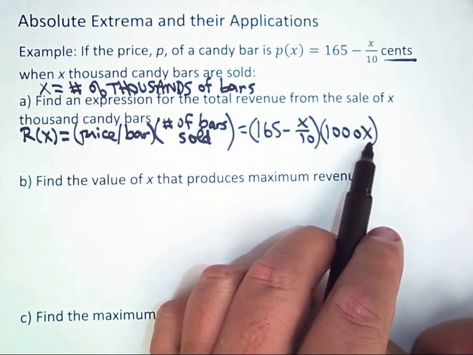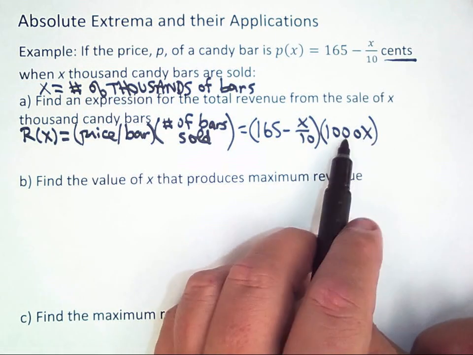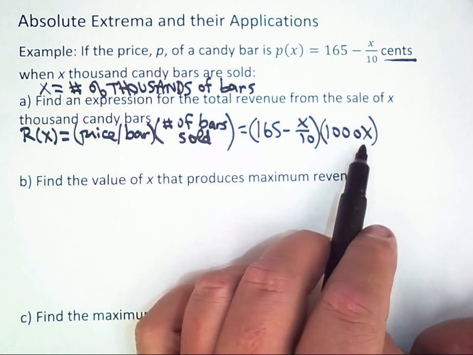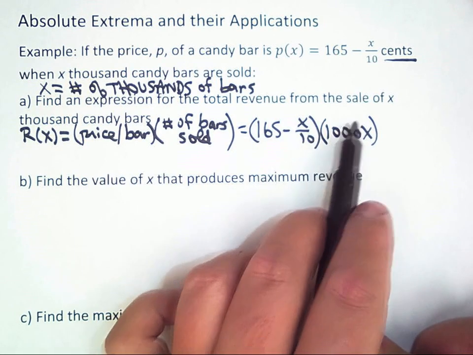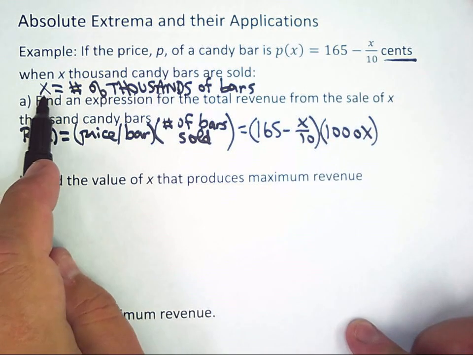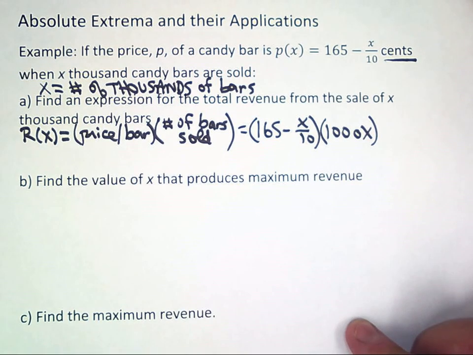So if X is 1, that means you're selling 1,000 bars. If X is 2, you're selling 2,000. If X is 10, you're selling 10,000. And this is the price per bar. So it's the price per bar by the actual number you're selling. And since the X is in thousands, if you don't make that adjustment, your revenue function is wrong. So that's an extremely important point to make.